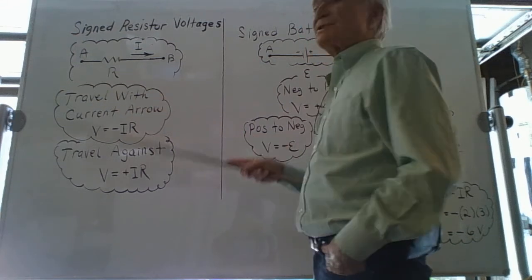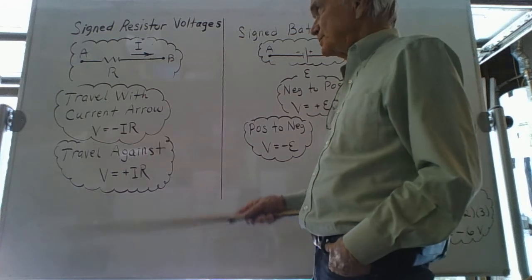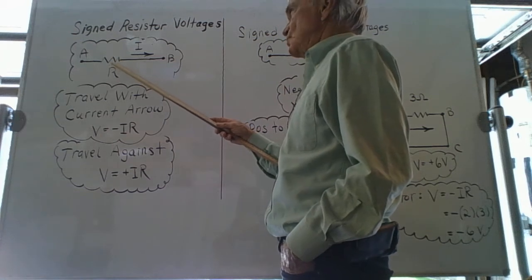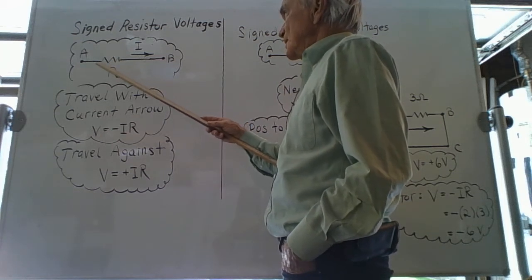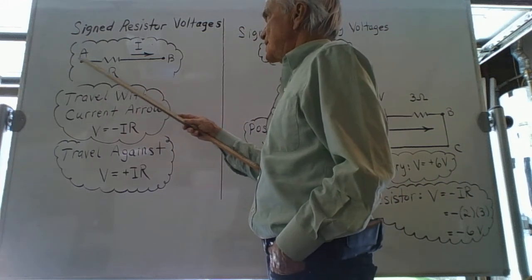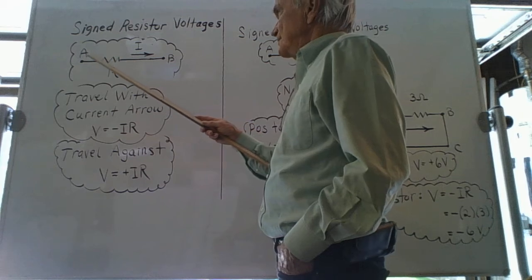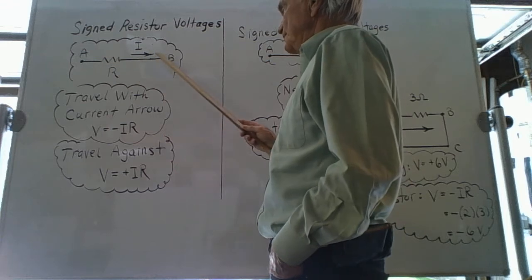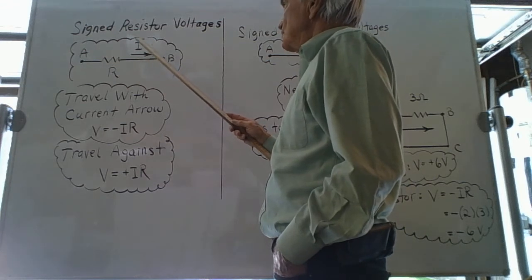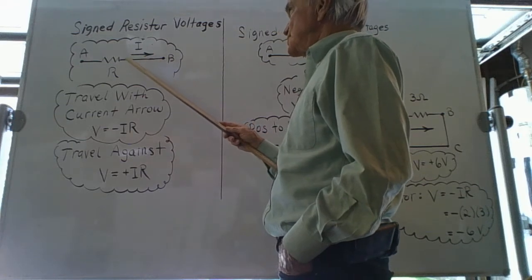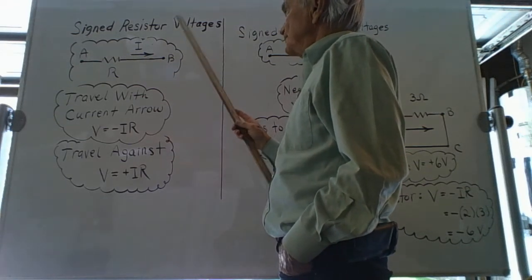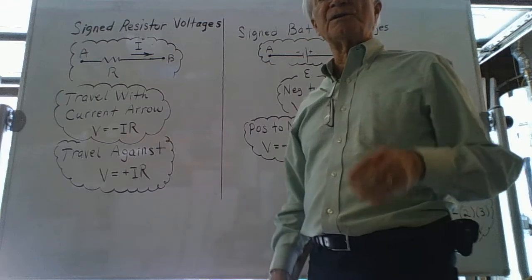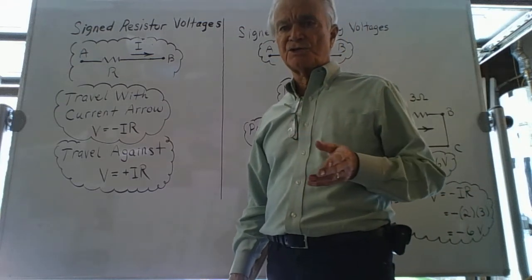I'll illustrate a signed resistor voltage with this diagram. I show a portion of a circuit, just showing one resistor in the circuit. It lies between the points in the circuit labeled A and B. And from our perspective, there is a current traveling from left to right, from A to B. Associated with that current carrying resistor is what we call a voltage, a resistor voltage. It's a signed resistor voltage, meaning that there is a sign, positive or negative, attached to it.